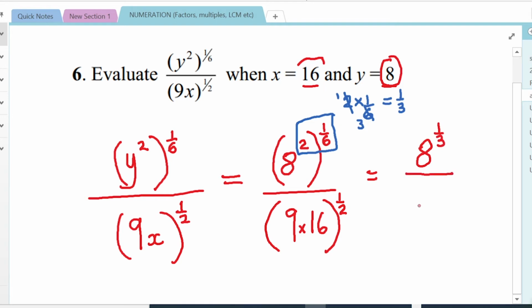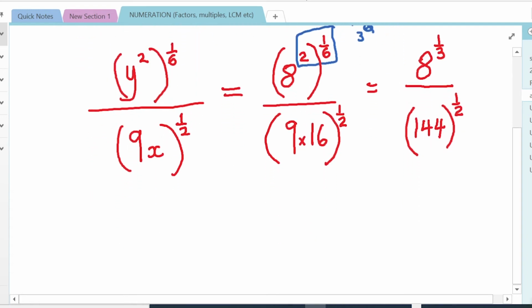Divide that by, of course, here we have 9 times 16. Now what is 9 times 16? 9 times 16 is 144. 144 to the power a half, like that. So let's move down. So 144 to the power a half.